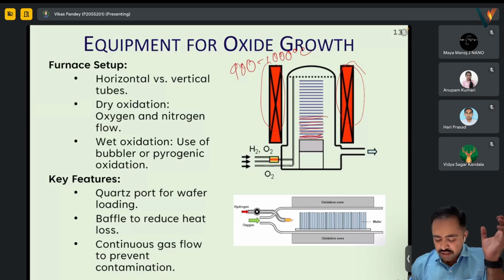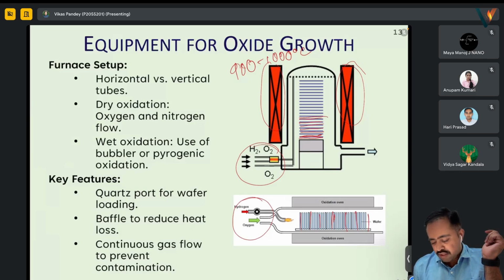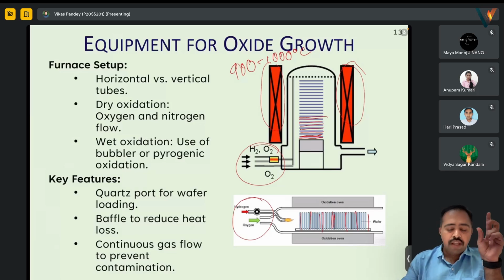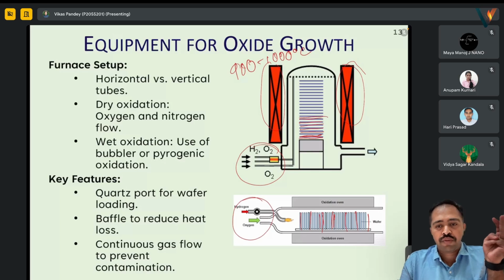The second way is this inlet setup will be similar, but here the wafers are kept stacked in a vertical position. So it can be horizontal or vertical tubes.